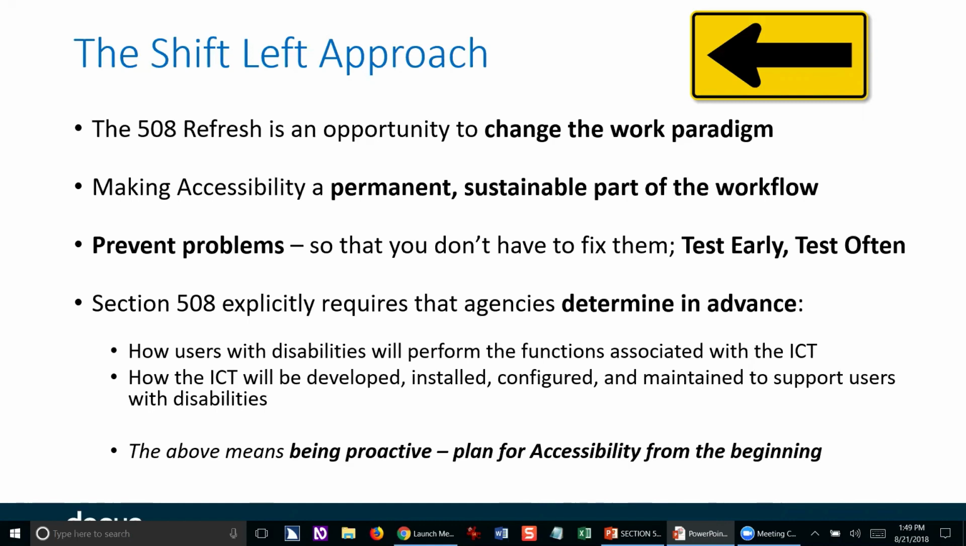If the university had instead used the shift-left approach and had planned for accessibility to their videos from the very beginning, they could have avoided an issue like this. So this was an EDU example. Okay, but Section 508 actually explicitly requires that agencies determine in advance how users with disabilities will access the particular ICT. So again, here is where shift left ties in, because you're having to think proactively before something becomes a problem.